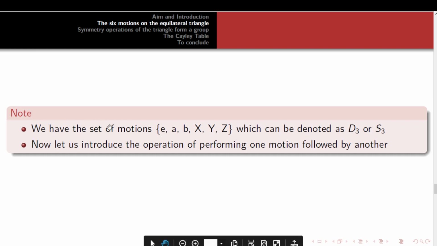So we got a set of motions on the equilateral triangle, and we denoted them by E, a small letter E, small letter A, small letter B, then capital letter X, Y, and Z. So you have six motions. You make it into a set, okay, and this set you can denote it by D3 or S3 because you are denoting it by 3 because you are dealing with the triangle, and the equilateral triangle has three vertices. So that's why I'm calling it D3 or S3. And usually it is called the dihedral group or the symmetry group on three vertices.